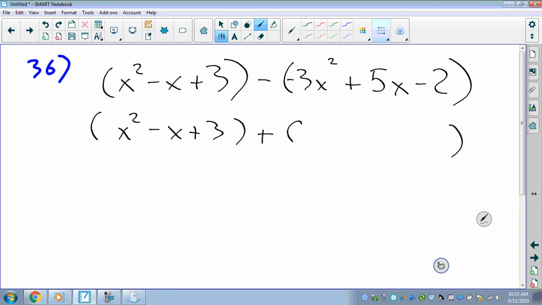Good? So negative 3x squared will become positive 3x squared. Positive 5x will become negative 5x. Negative 2 will become positive 2.